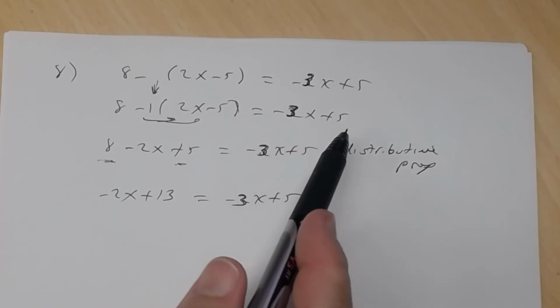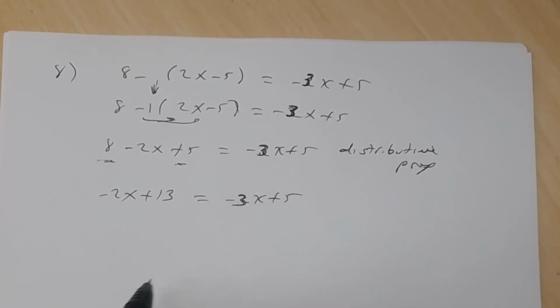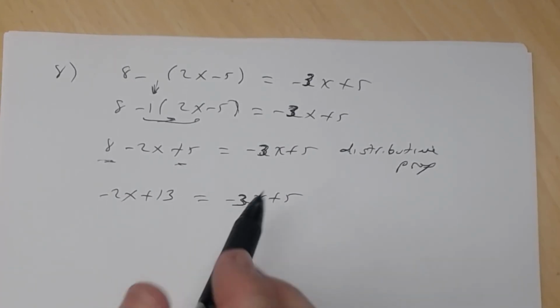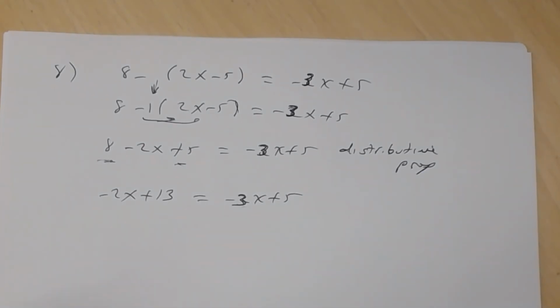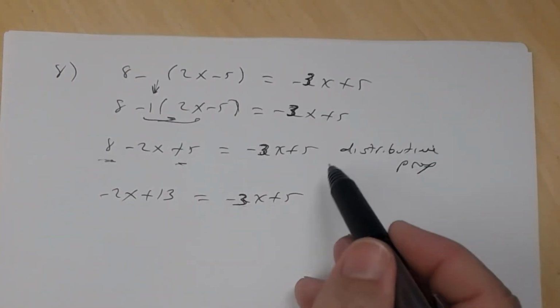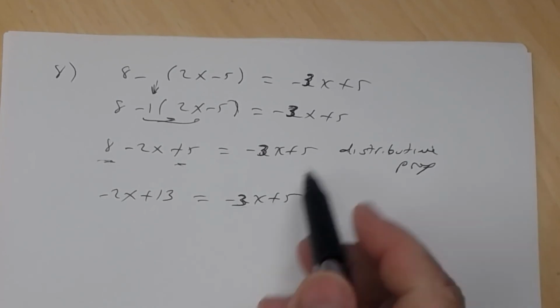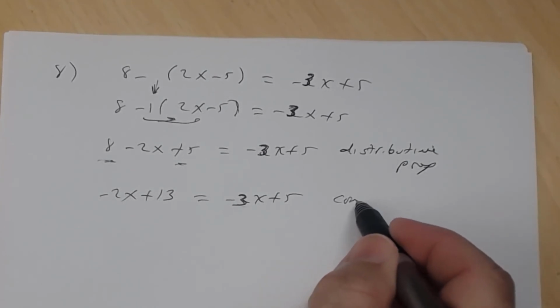So negative 3x plus 5. Okay, so now I have variables on both sides, constants on the other. Okay? All right, and by the way, what allowed me to go from the distributive property to this one was combine like terms.